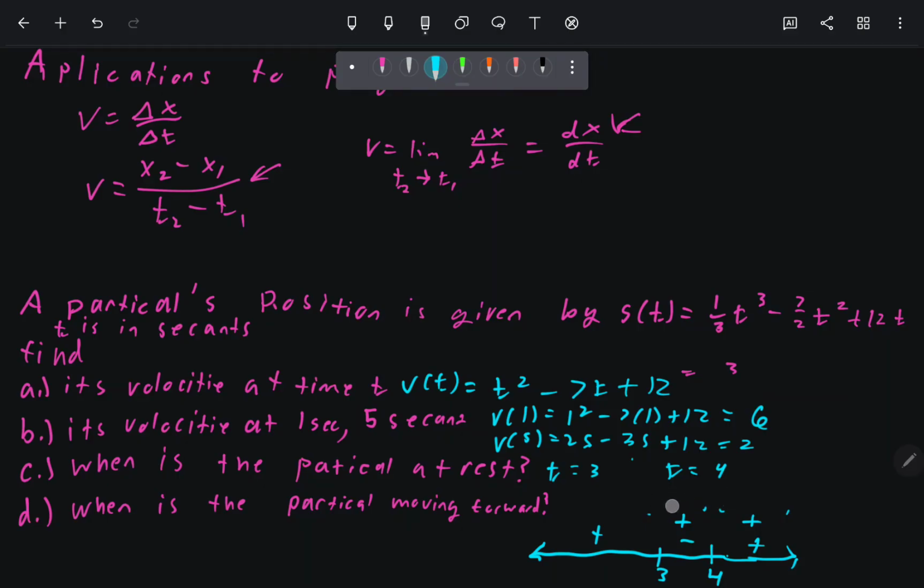So what that would look like, using interval notation, is negative infinity to 3, including, and then 4 to infinity, excluding. Close bracket means including, open bracket means that it's excluding. Alright.